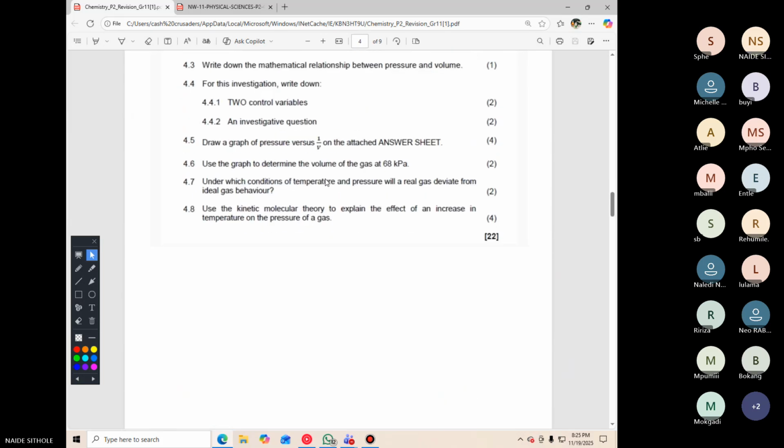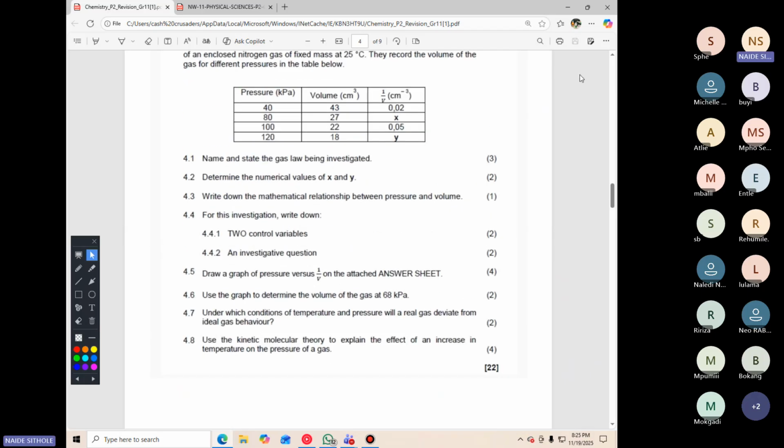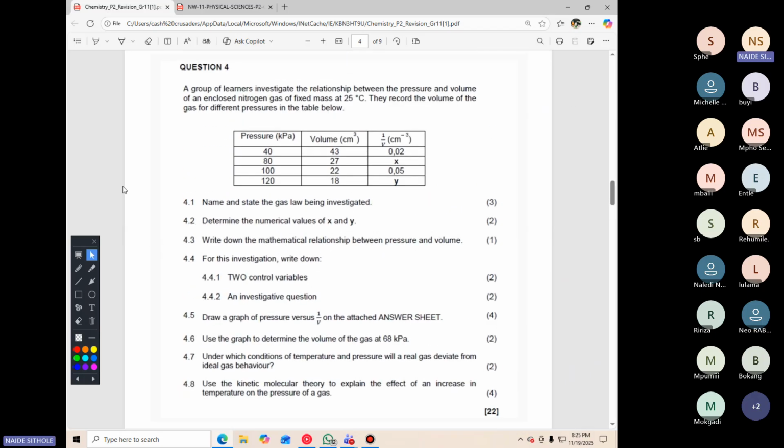Okay. Then this one also comes up the same way. A group of learners investigate the relationship between the pressure and volume of an enclosed nitrogen gas of fixed mass at 25 degrees Celsius. They record the volume of the gas for different pressures in the table, right? Name and state the gas law being investigated. So we know it's Boyle's law. And then you define Boyle's law. So 1 mark for saying Boyle's law, another 2 marks for defining Boyle's law.